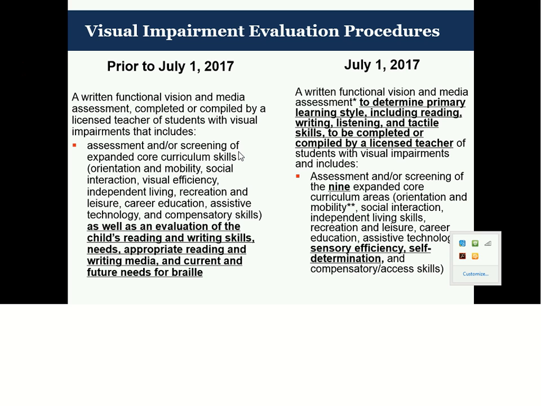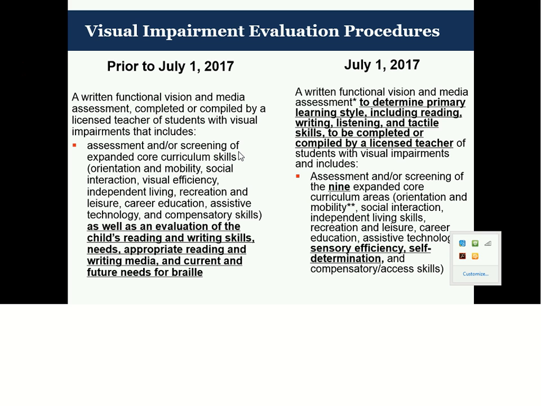So the evaluation procedures, some of the language was just moved around. You can see that what was moved for clarity's sake was that the reason for functional vision and media assessment is to help determine the primary learning style, including reading, writing, and listening, and tactile skills for that student. So how is that student best learning? What are the needs of that student? What do they need to learn how to do in order to be able to participate in the education environment? And the first of that type of assessment includes your expanded core curriculum.